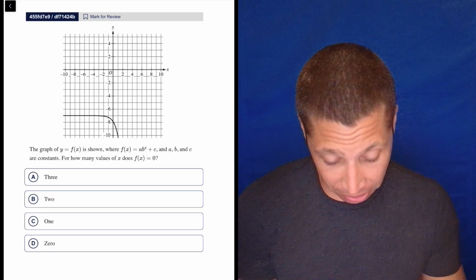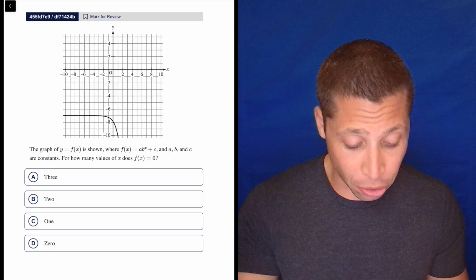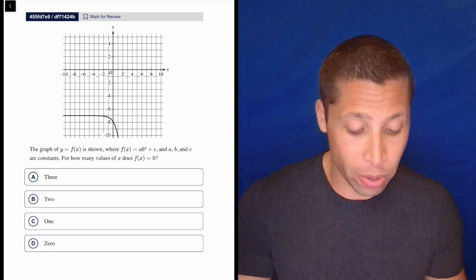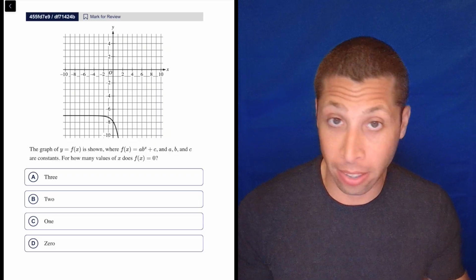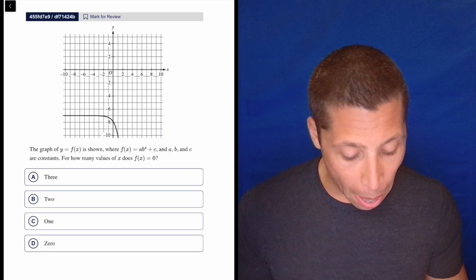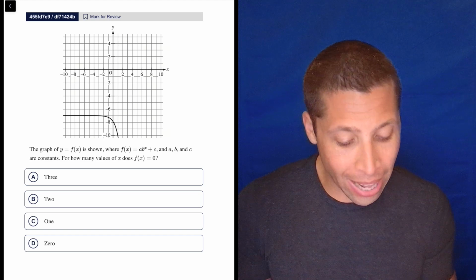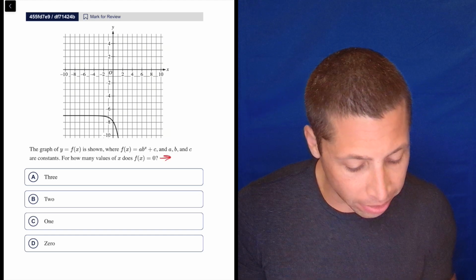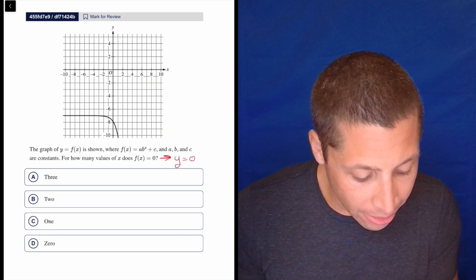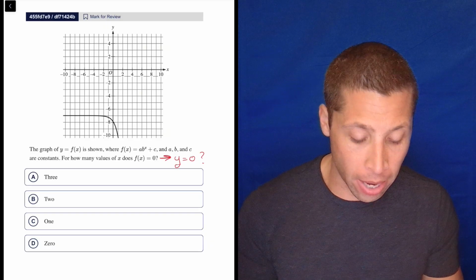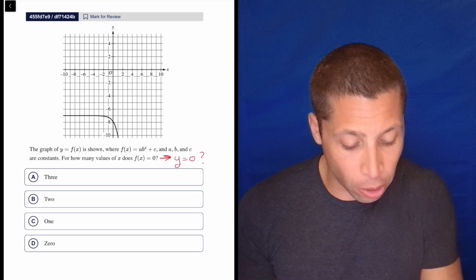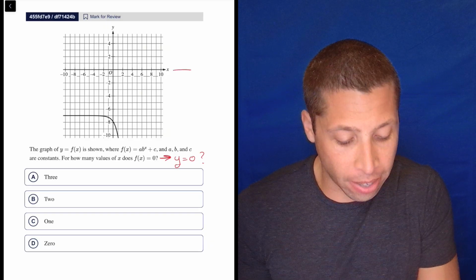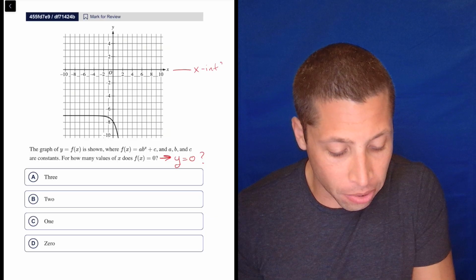So most people are going to read this or see your graph. The graph of y equals f of x is shown, where f of x is equal to ab to the x plus c, where a, b, and c are constants, meaning they're just numbers we don't know. For how many values of x does f of x equal 0? Well, that's the one part you got to understand, right? They're basically saying, when does y equal 0? F of x is y. So they're asking, where does this thing cross the x-axis? So what are the x-intercepts of this thing?